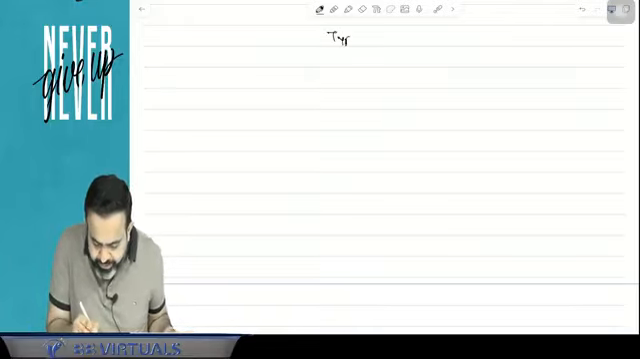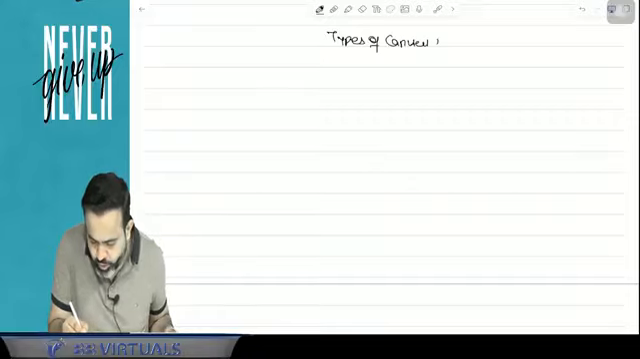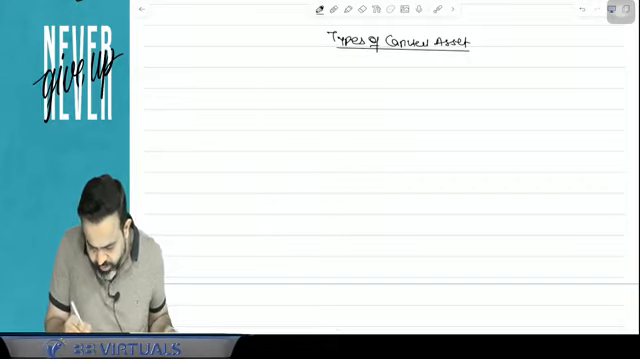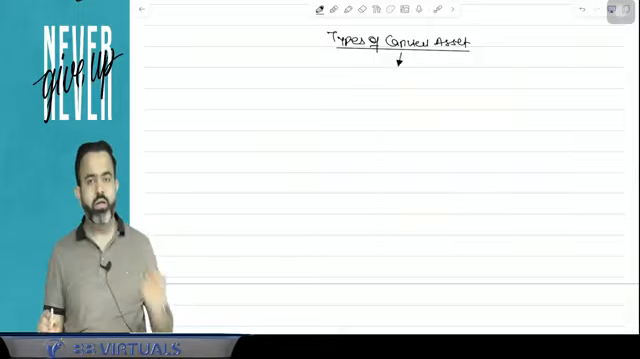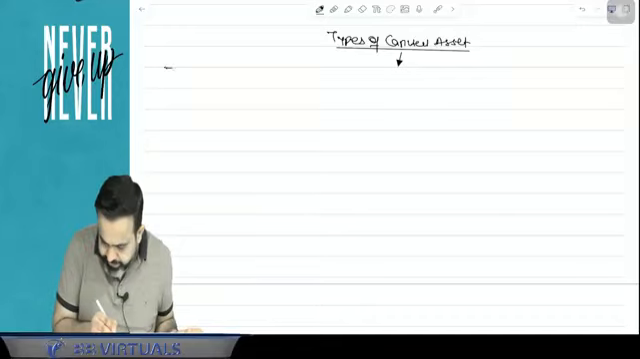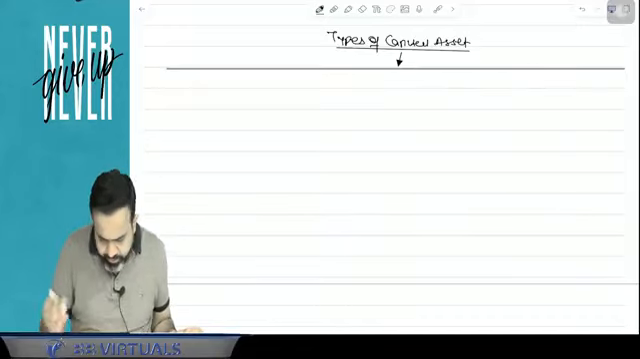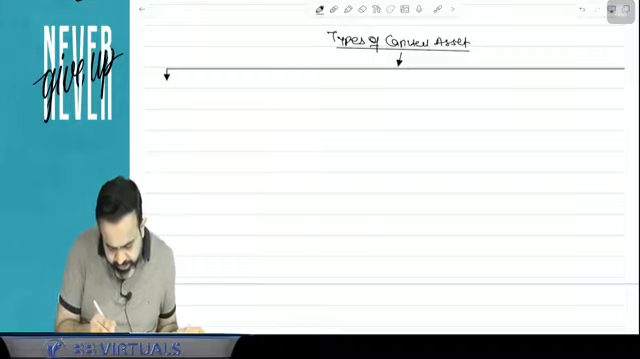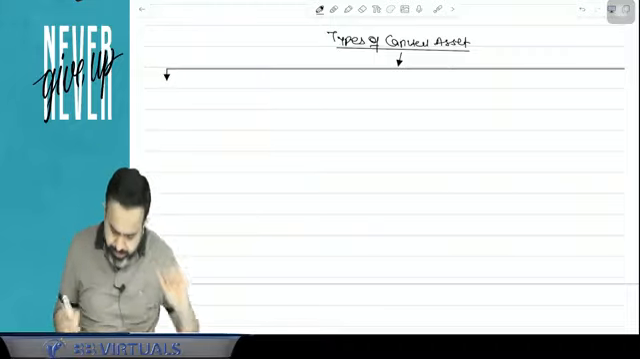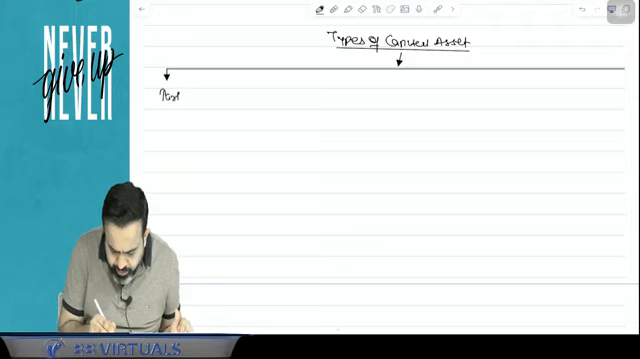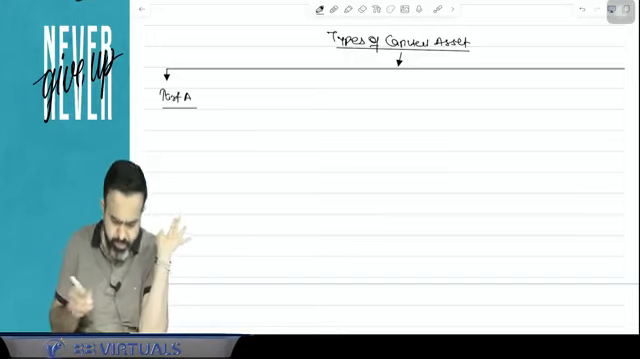Types of capital asset. All people just focus here on the board, because there is a change in this definition from this year. So, types of capital asset. Guys, the definition earlier was like this: in part A they covered 3-4 assets.